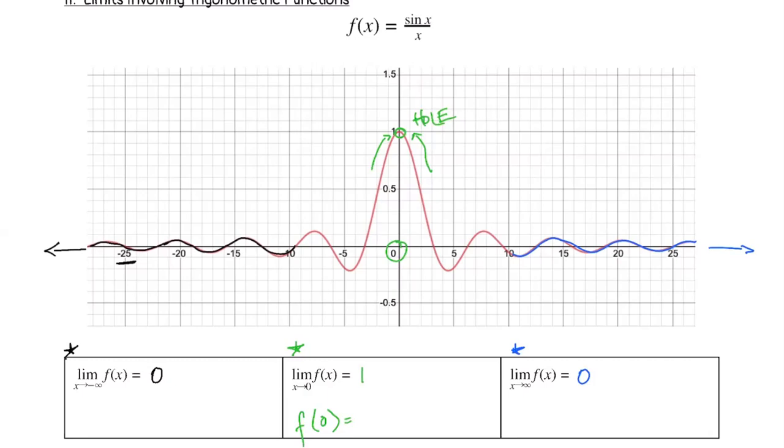Yeah, exactly. F of 0, we would say, is undefined, or it does not exist, because we can't get an actual value, but we can get really, really close from both sides. And it happens to be that the left-hand limit approaches the right-hand limit, which gets you to 1. Okay.